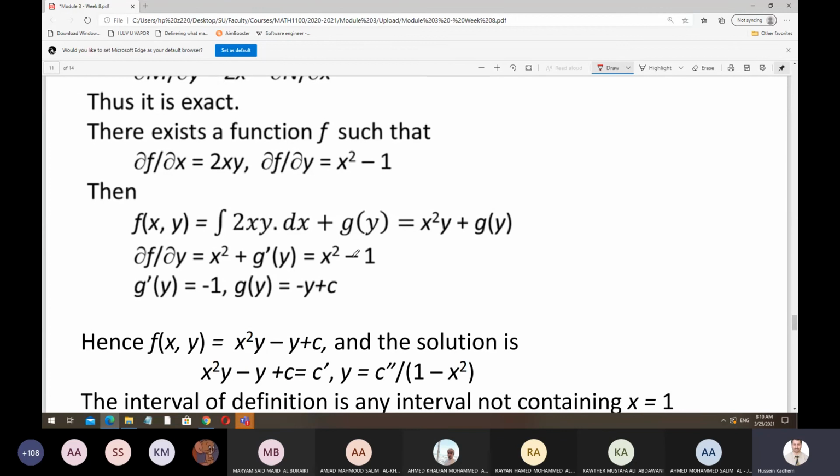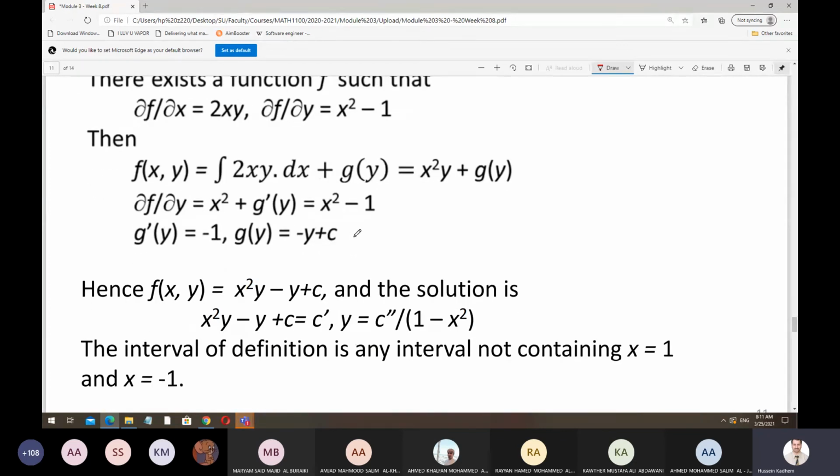Now, where are we? Okay, we are here. So what we did, we say this is equal to c. Now this is the solution. Got it? What is left is to find g.